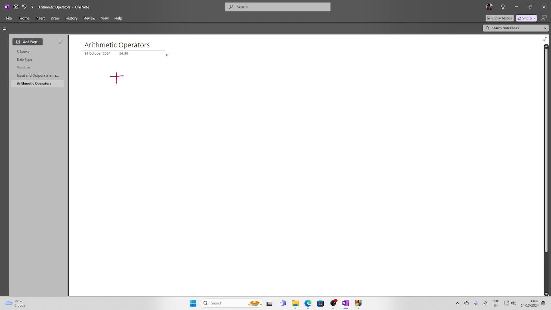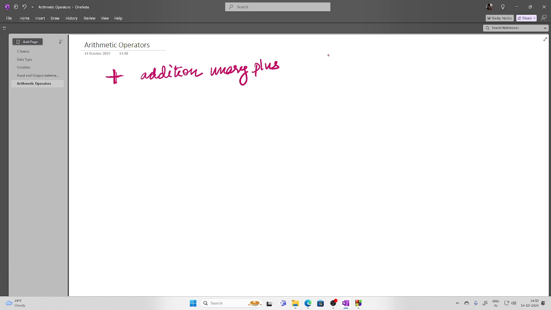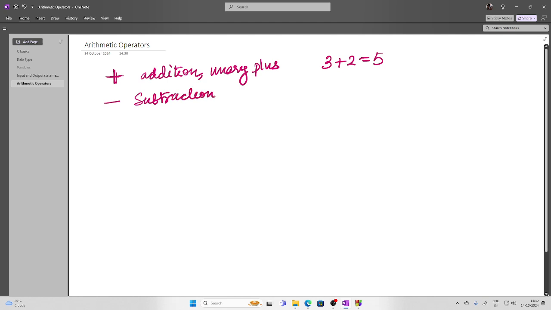So this is called addition. This is also called unary plus. Now, how to use it, you have already seen in the previous lecture, where we added two numbers. So this is just for addition. That is 3 plus 2 will return you 5. Now, this is called minus or subtraction, also called unary minus. So for subtracting numbers, let's say 5 minus 2, that is 3.